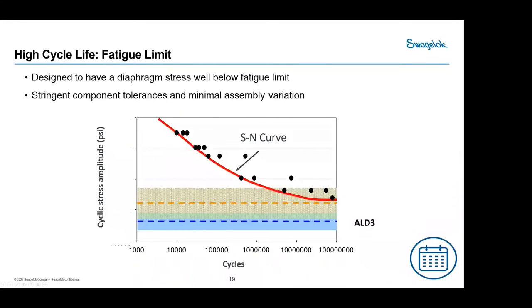And how do we achieve it? Most of the ALD valves are designed below the fatigue limit on the S-N curve, the stress versus the number of cycles curve. And this allows the valves to perform to an ultra high cycle life. And that is what we're looking for in those millions and millions of cycles. We're looking for those as primary features, that it has to work every single time, regardless of the number of cycles that it has seen.